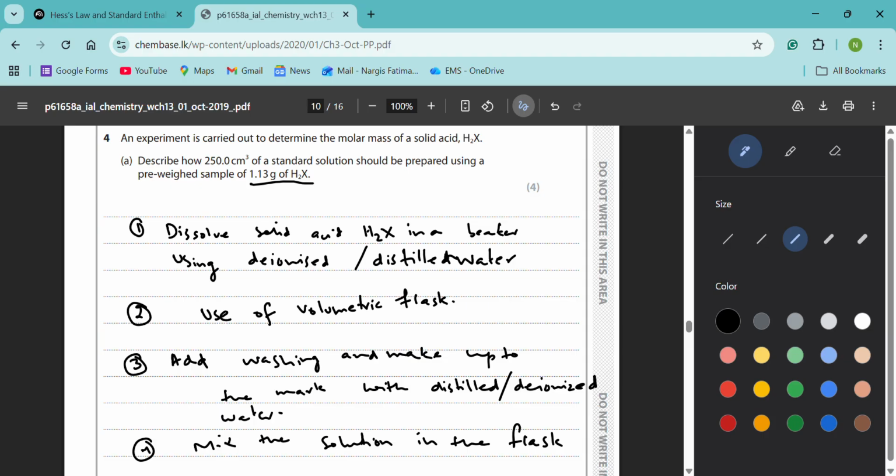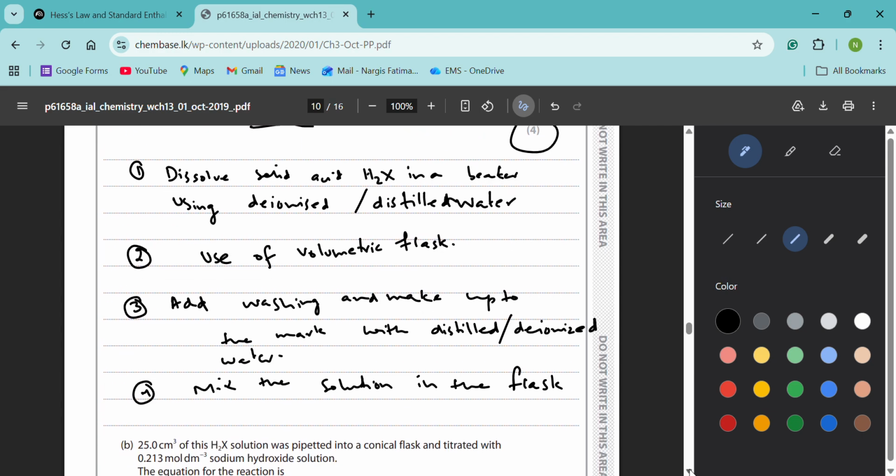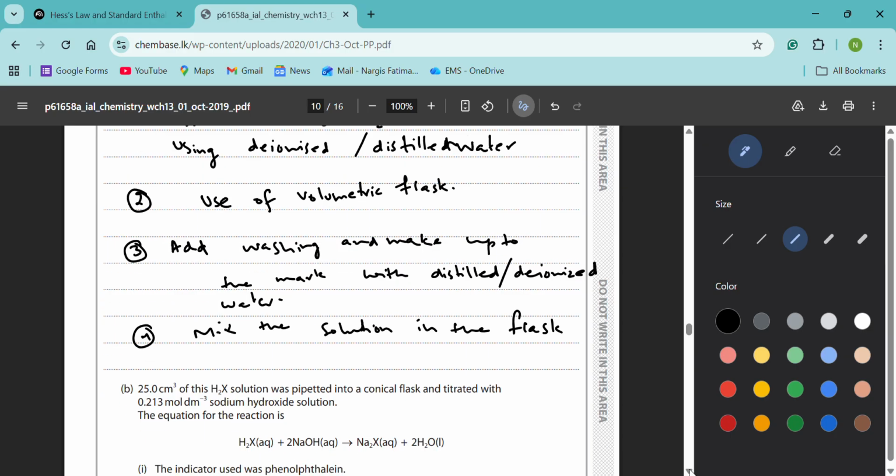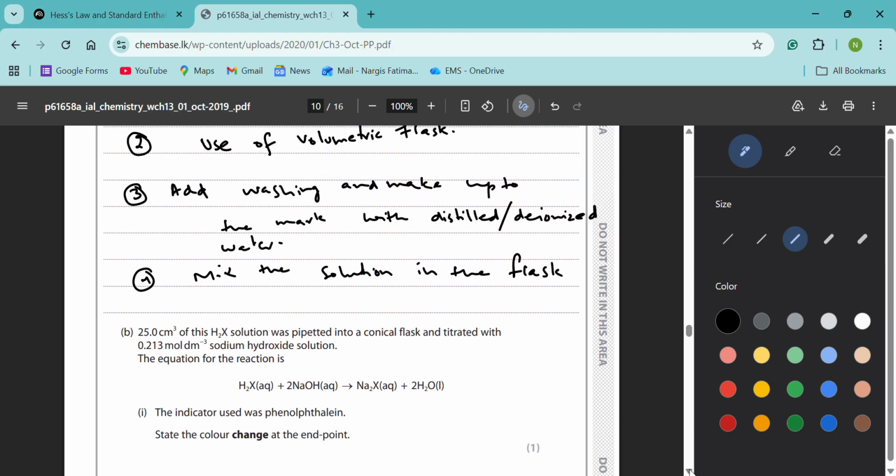So because this question is of 4 marks, you must write 4 points. In the first point, you will dissolve the solid acid in a beaker using deionized water. Then you will use a volumetric flask, add washings and make up to the mark with distilled water, 250 centimeter cube, mix the solution in the flask. Then your standard solution is ready.